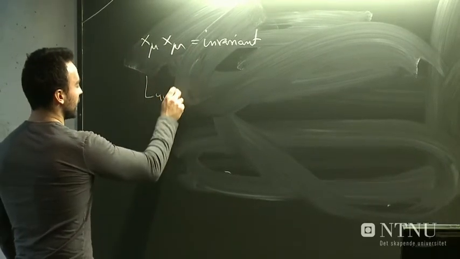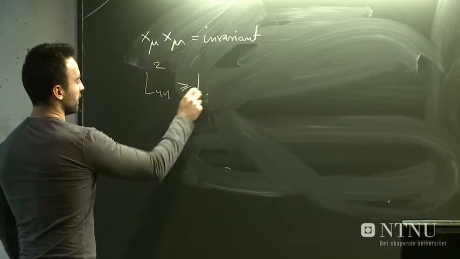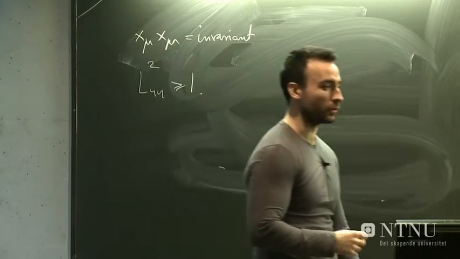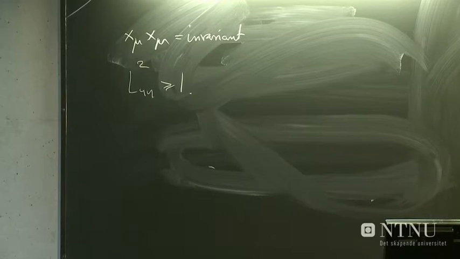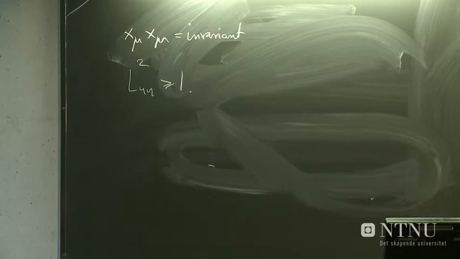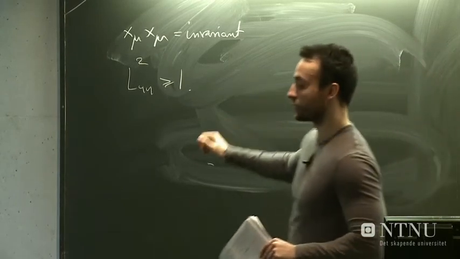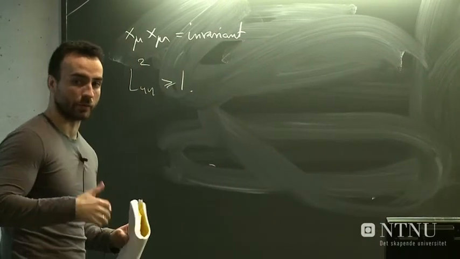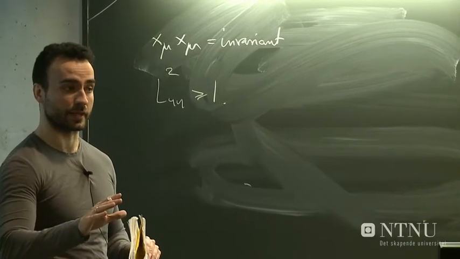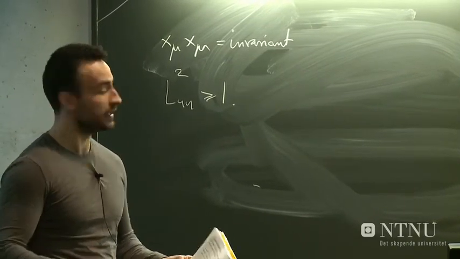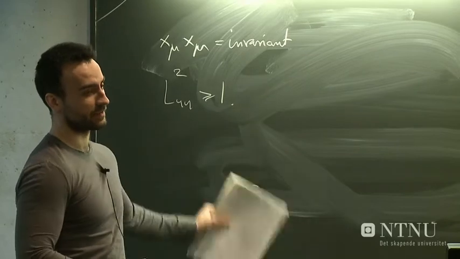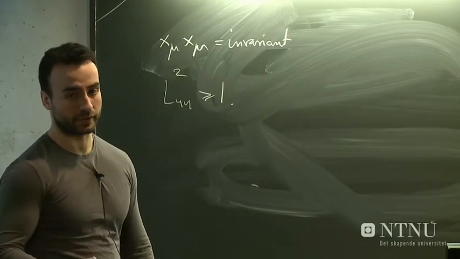And in particular, we derived the following relation which should hold for the Lorentz matrix. You know, that the 4-4 element squared has to be larger than or equal to 1. And we mentioned that this could actually be used as a consistency check if you were asked, for instance, to find the Lorentz transformation matrix for some particular example. Then, unless this is satisfied, something might be wrong.